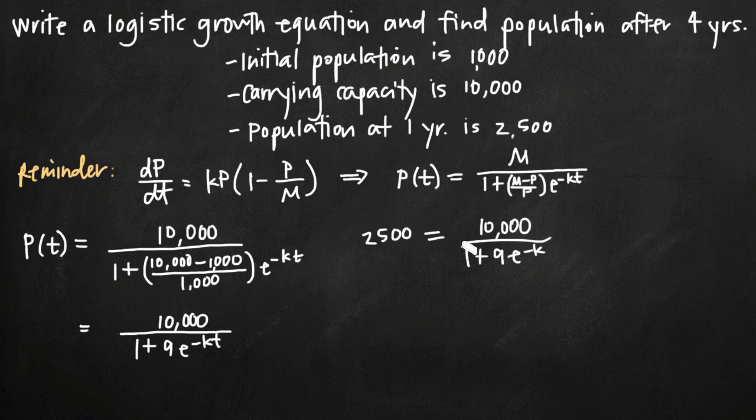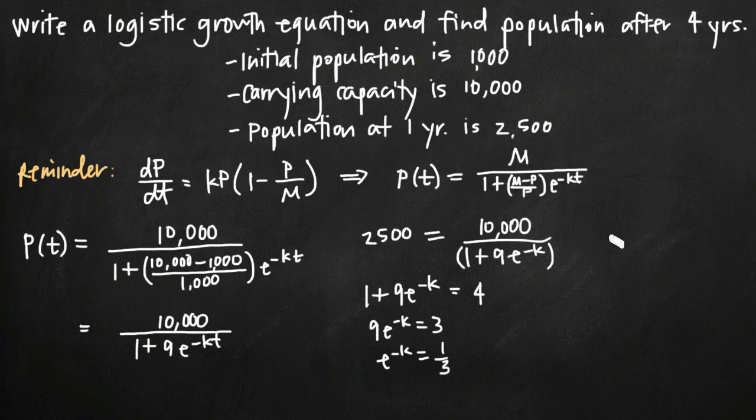Now if we multiply both sides by our denominator here, 1 plus 9e to the negative k, and then we divide both sides by 2,500, we'll end up with 1 plus 9e to the negative k on the left-hand side, and on the right we'll get 10,000 over 2,500, which is equal to 4. If we subtract 1 from both sides, we get 9e to the negative k is equal to 3. Dividing both sides by 9, we get e to the negative k is equal to 1/3.